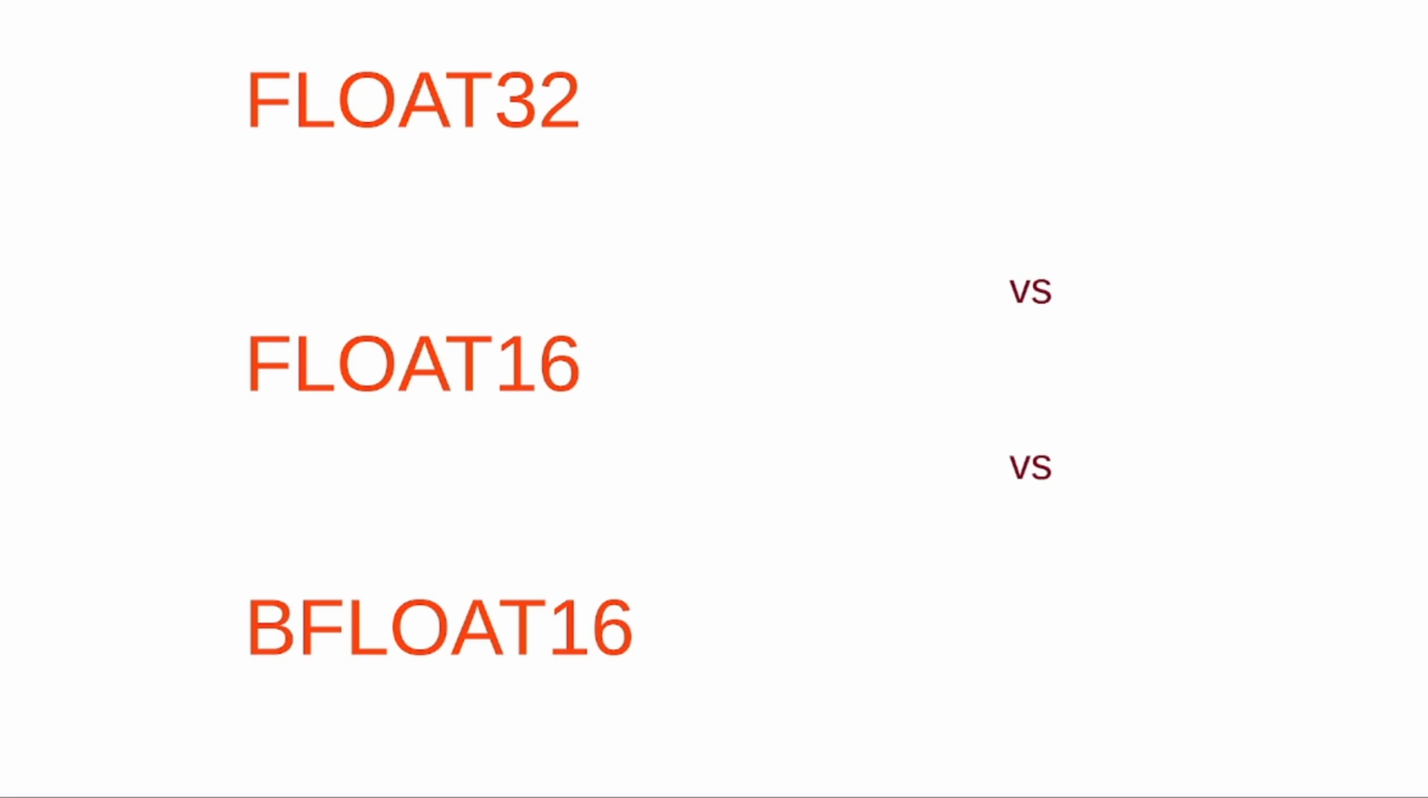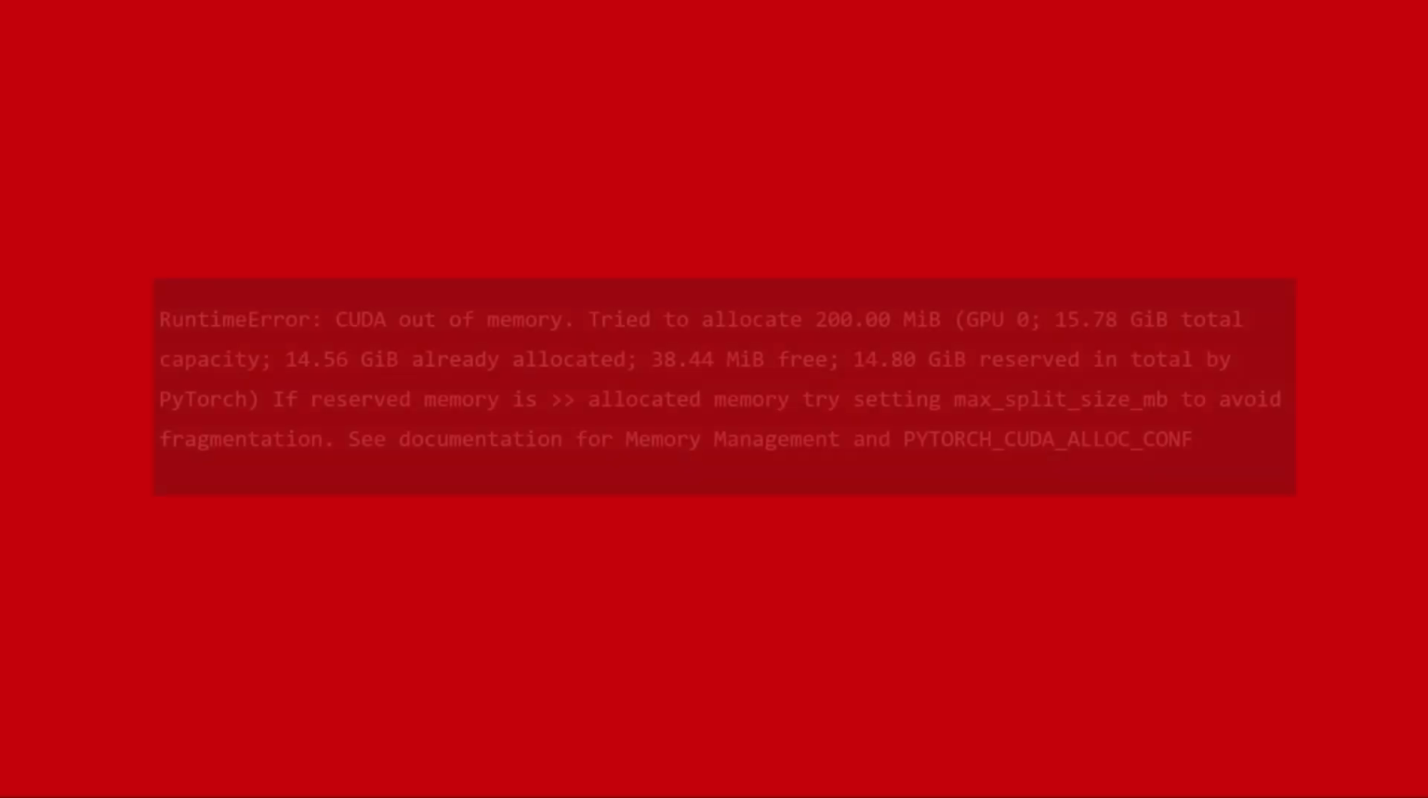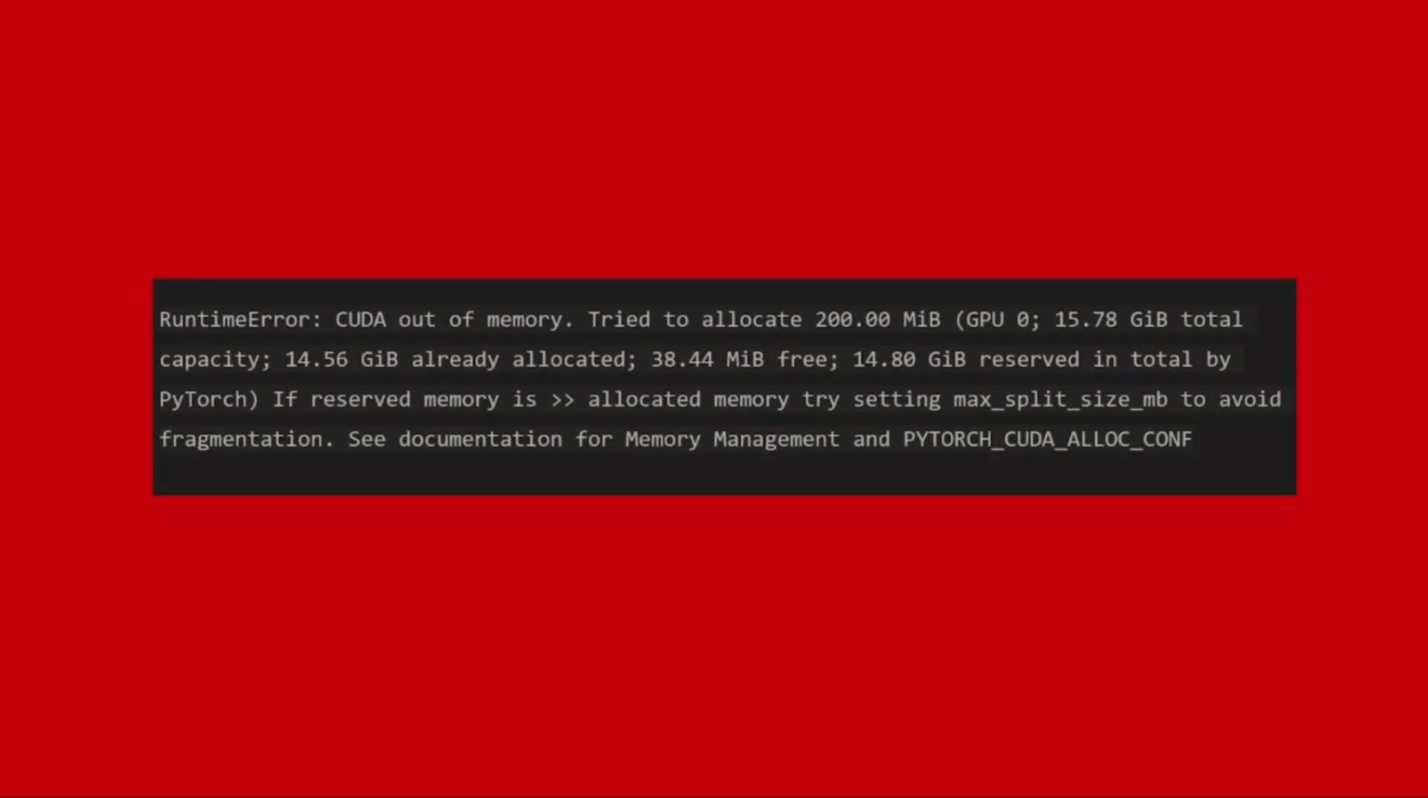What is the difference between Float32, Float16, and BFloat16? In the world of AI, choosing the right format can be the difference between a successful training session and a complete system failure. To understand why these formats matter, let's look at a problem every developer needs to know. The dreaded CUDA out-of-memory error.